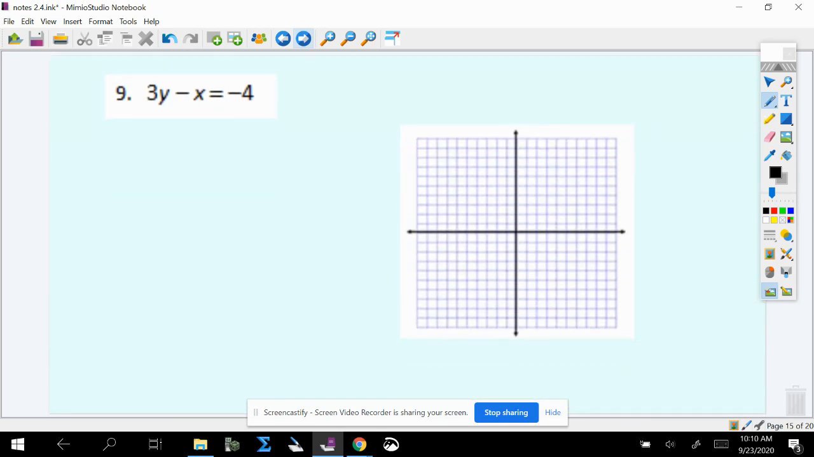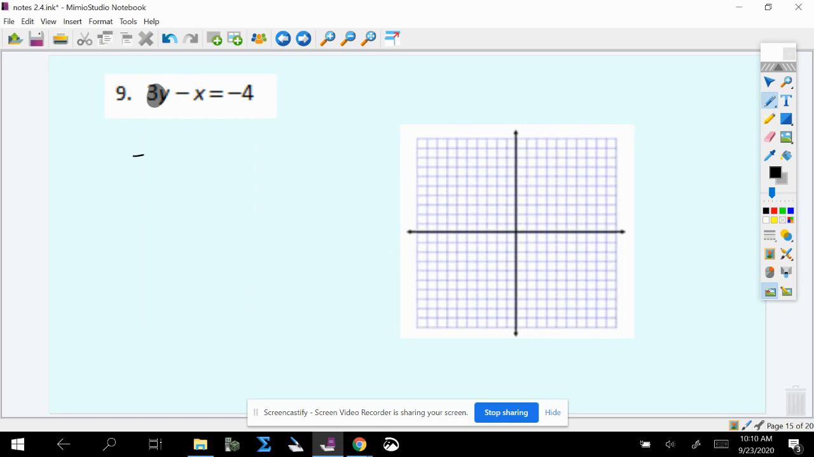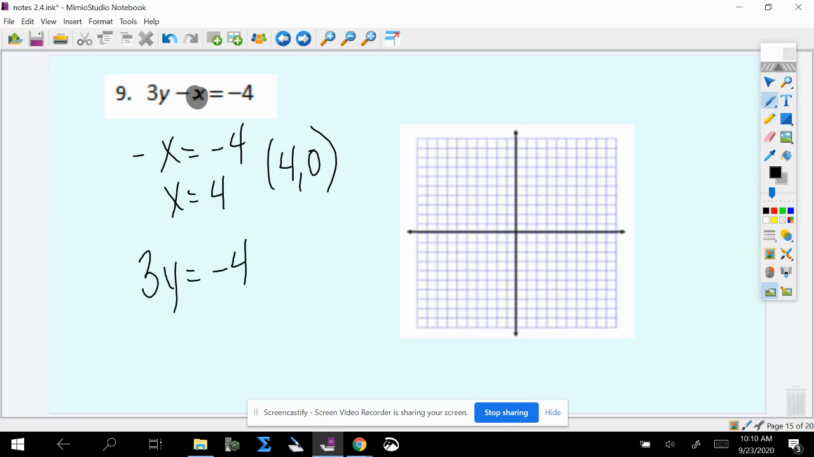This one, same directions. So I'm going to cover up the y so I can get the x-intercept. So I have -x equals -4. That means positive x equals 4. So my x-intercept is 4, 0. And then I'm going to do the same thing, covering up my x's. When I cover up my x's, I'm left with 3y equals -4. Divide by 3. So I get y equals -4/3. That means my y-intercept is at 0, -4/3.